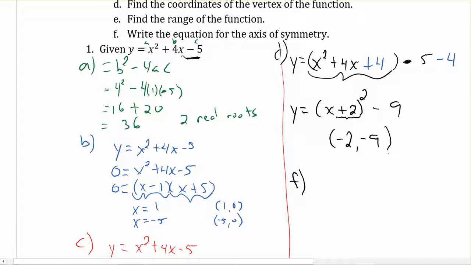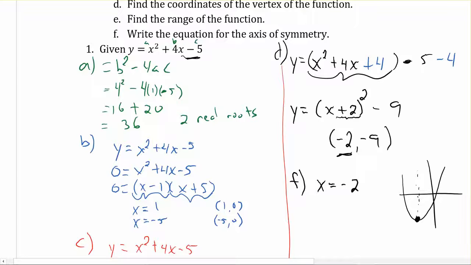So that's our vertex. So now if we draw that with a vertex minus 2, minus 9, something like that, right? We have a vertex down there. So if I want my equation of the axis of symmetry, I just want the line going straight up and down from that point. So that's just going to be x is equal to negative 2.